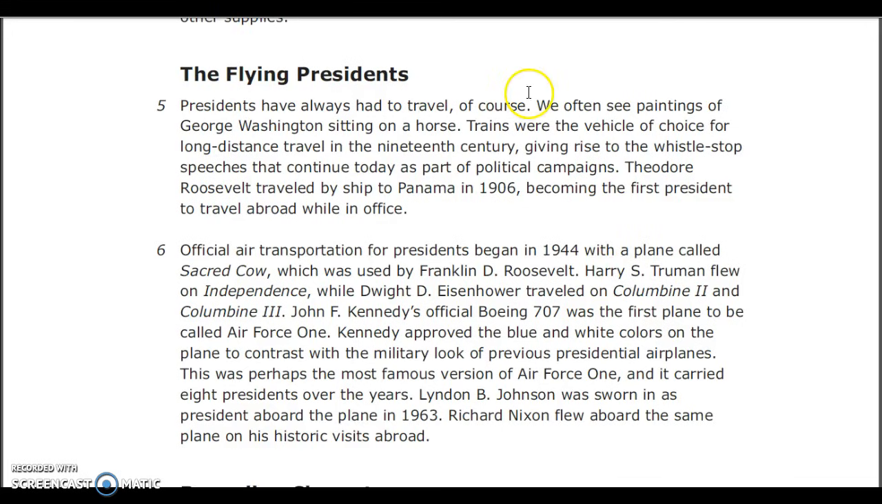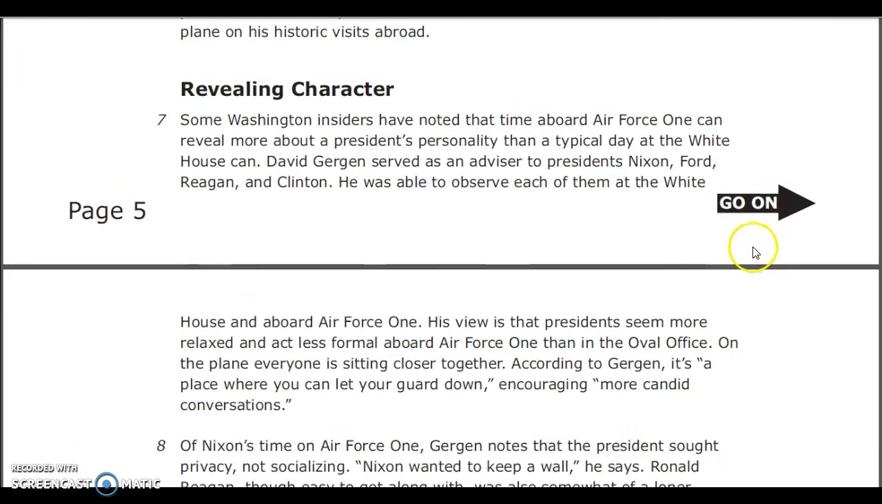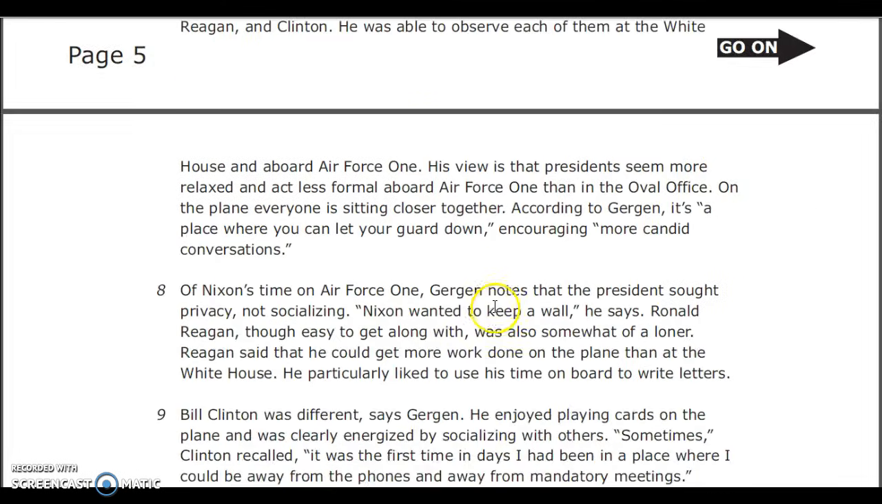Presidents have always had to travel, of course. We often see paintings of George Washington sitting on a horse. So again, presidents have to travel. So this is going to tell me about the presidents who have actually flown, according to my heading, on Air Force One. What about down here? Revealing character. Some Washington insiders have noted that time aboard Air Force One can reveal more about a president's personality than a typical day at the White House can. So again, there's that topic sentence. These paragraphs are going to be about how a president acts while aboard Air Force One. And here's some different examples.